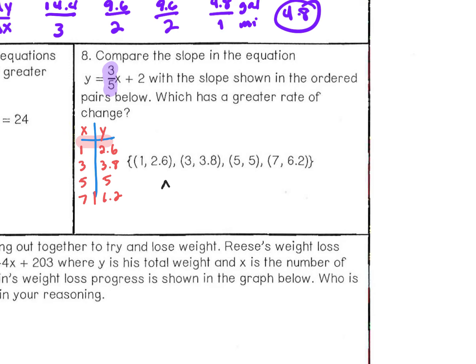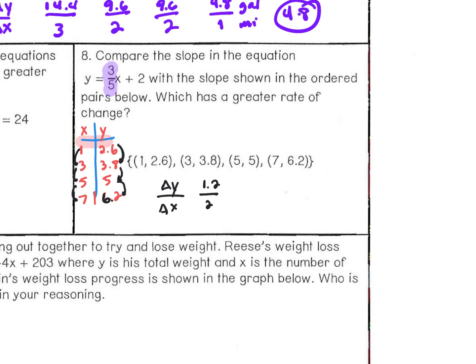I'm going to find the change in my y's from 2 and 6/10 to 3 and 8/10 would be 1 and 2/10. And then from 3 and 8/10 to 5 would also be 1 and 2/10. And this should be 6. And from 5 to 6 and 2/10 would be 1 and 2/10. So it's a consistent change. And if we go from each of these, we're going to get a change of 2.